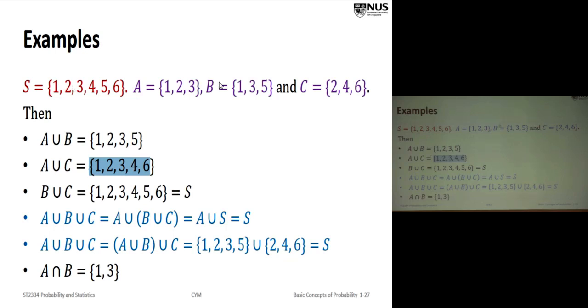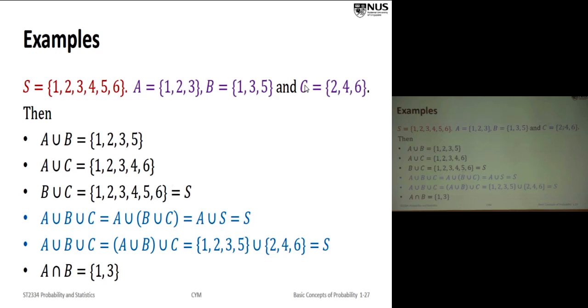Our next operation, an exciting operation, is B and C. B union C. We're still doing unions. I have the set 1, 3, 5, which is B. I have the set 2, 4, 6, which is C. And I think about the union of B and C. First of all, I put B down, so I get 1, 3, and 5.